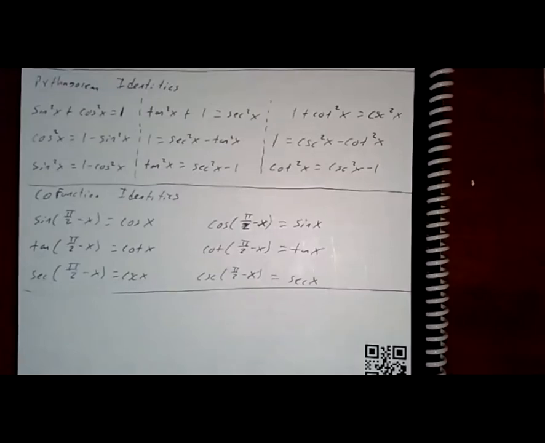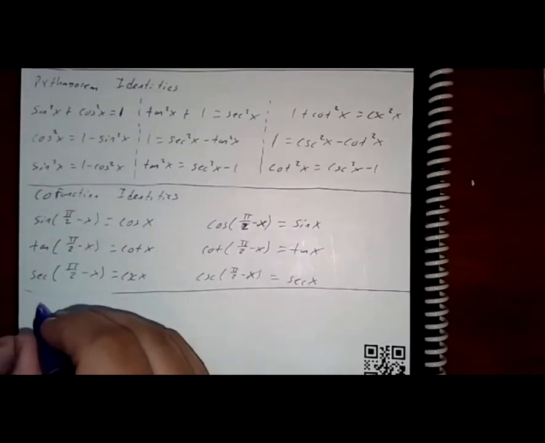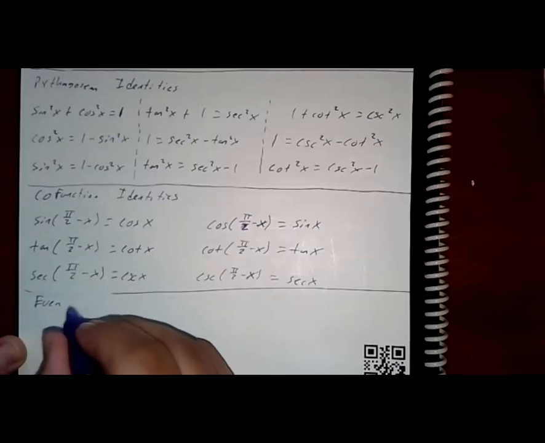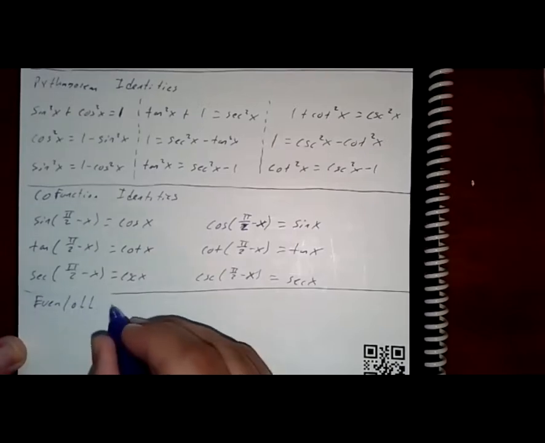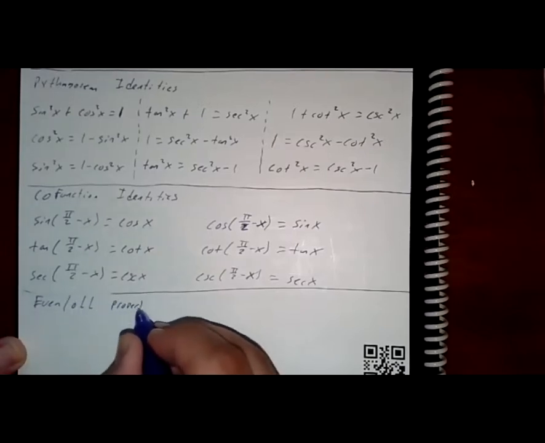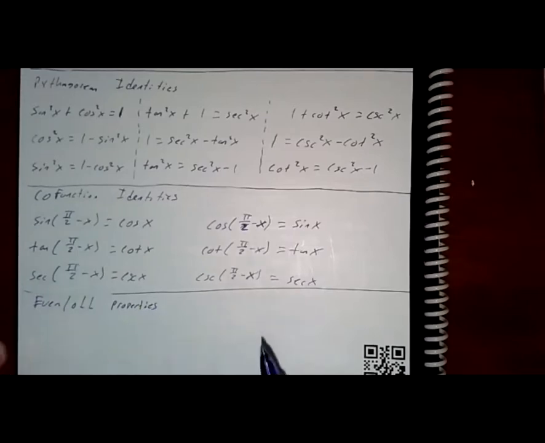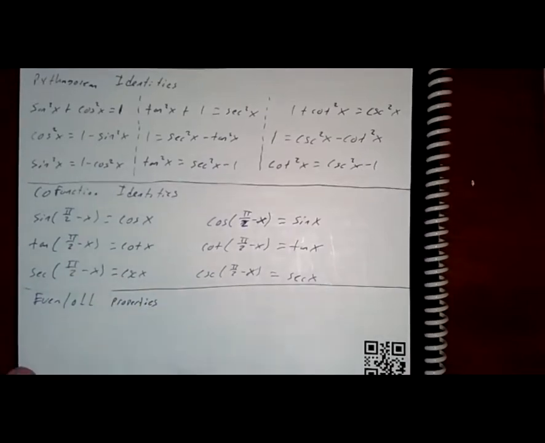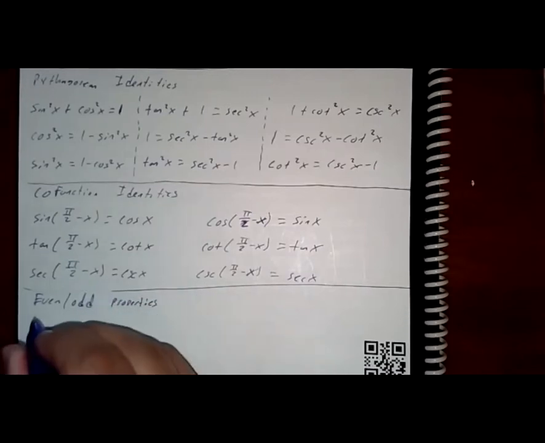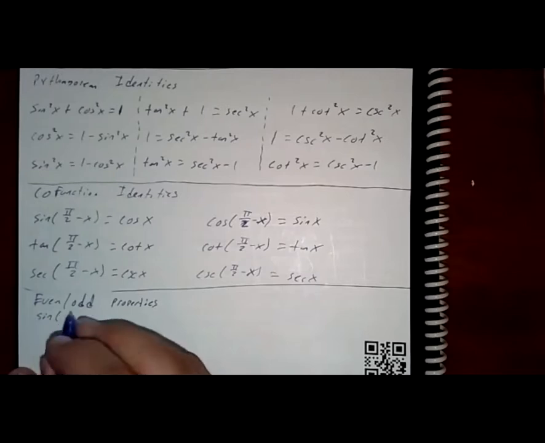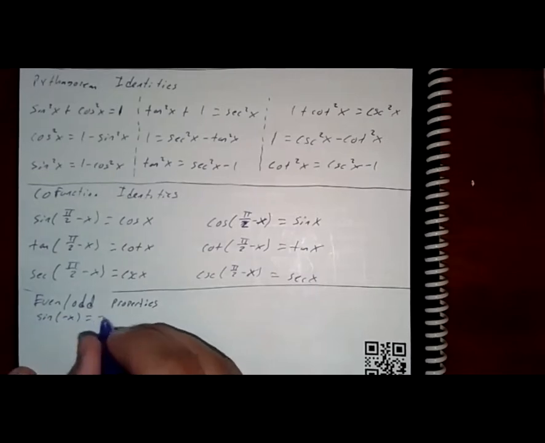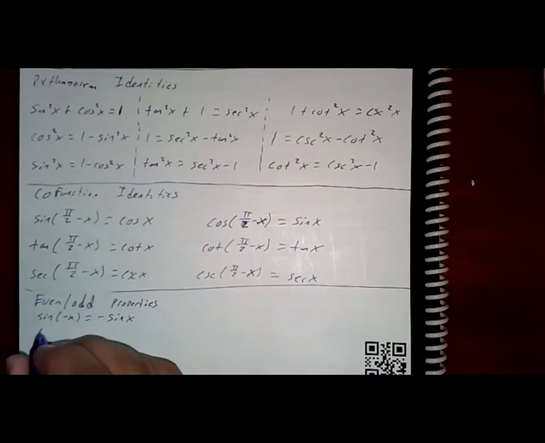Okay. Let's see what else. What other formulas do we have? Oh, even and odd. I forgot about those. Even and odd properties. Sine of a negative x is equal to negative sine x. Cosine of negative x is equal to cosine x.